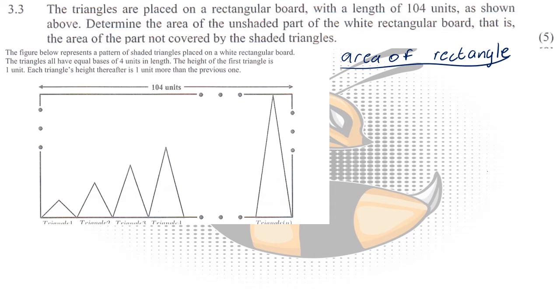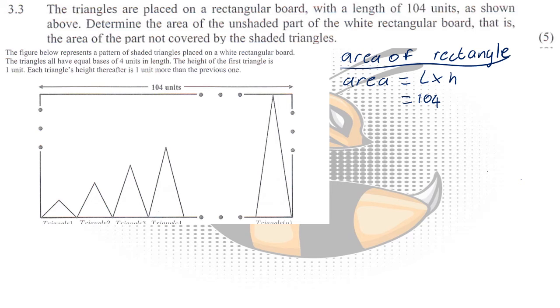Now, the area of a rectangle is always just length times height, or breadth, whatever you would like to refer to it as. In this case, the length is already given to us, which is 104. Now our h in this case needs a little bit of deduction work. If you take a look at your length, it is 104, and on that length, this is where we fit in our triangles.